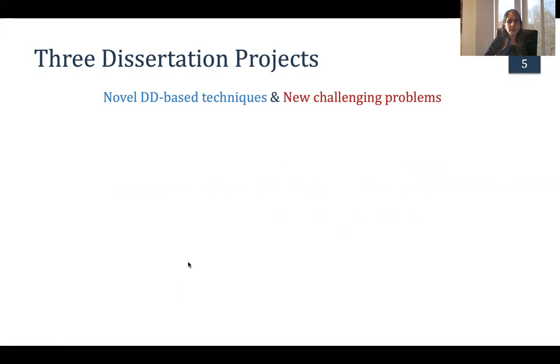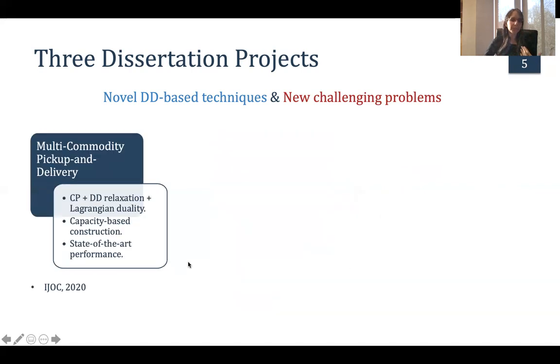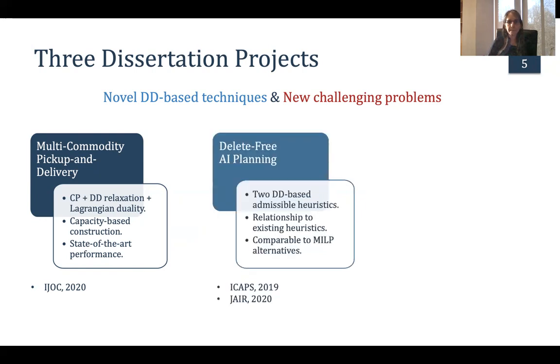The first project is a multi-commodity pickup and delivery problem where we combine CP, DD relaxations, and Lagrangian duality. We also present a new way to construct decision diagrams based on the capacity constraints of this specific problem. And we also achieve state-of-the-art performance. This work was published in the INFORMS Journal on Computing.